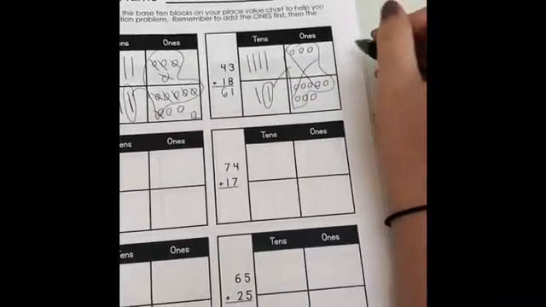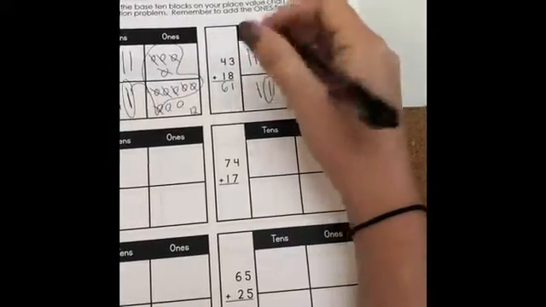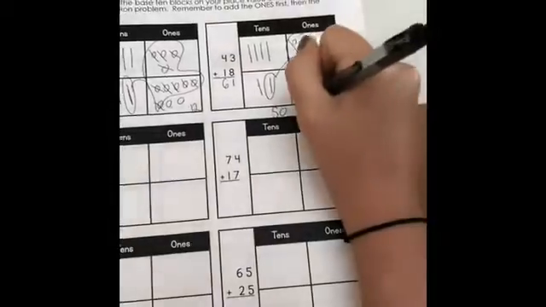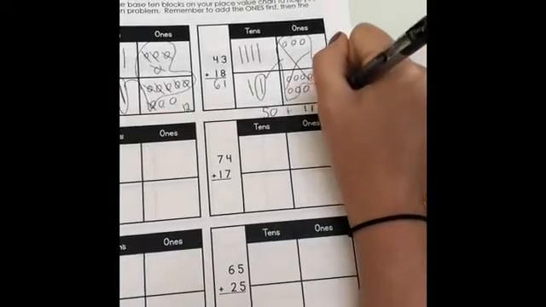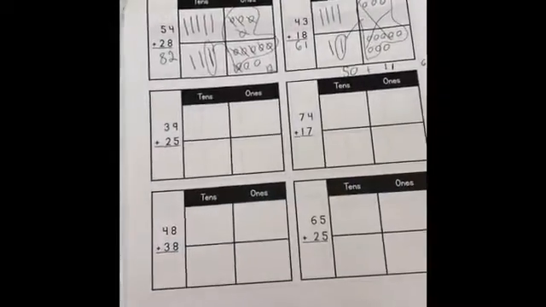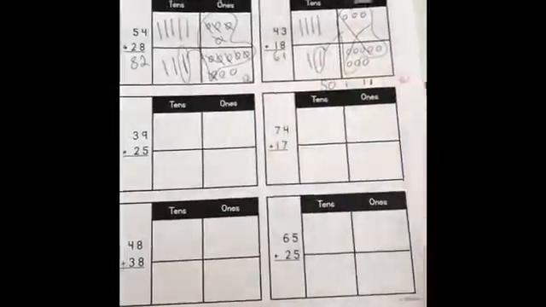I could also know that 3 plus 8 is 11, and 40 plus 10 is 50, and then I could do 50 plus 11, which would be 50 plus 10, which is 60, plus 1, which would be 61. So there's many different ways to do this. And I'm going to show you again here.